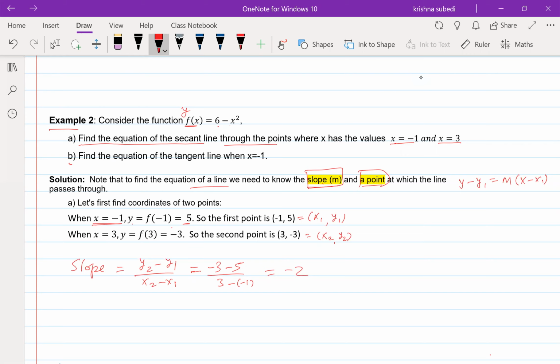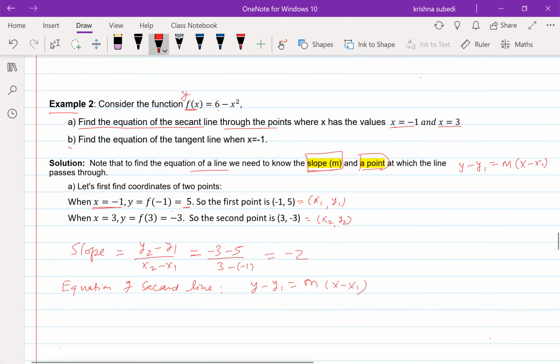And now we have the slope, so the equation of the secant line is given by y minus y1 equals m times x minus x1. So let us plug in the values. So y minus y1, as you can see, y1 is 5 here. This is your y1, equals m, which is -2, times x minus x1, which is -1. So y minus 5 equals -2x minus 2.